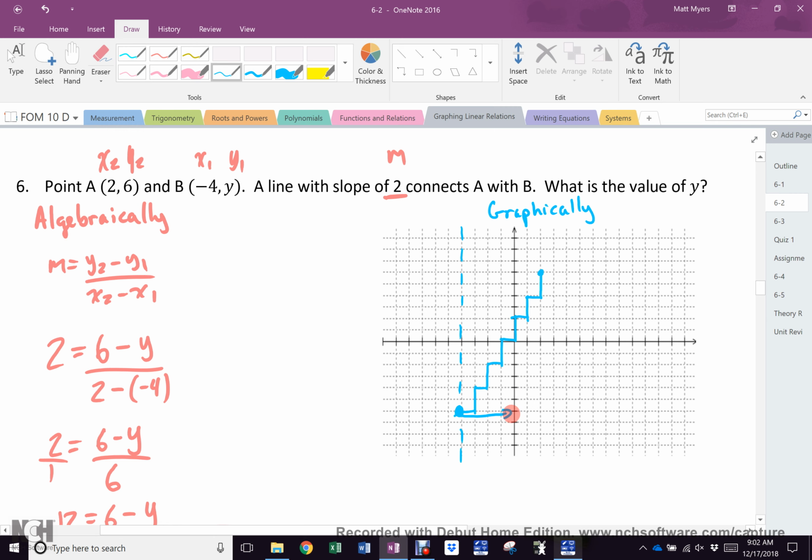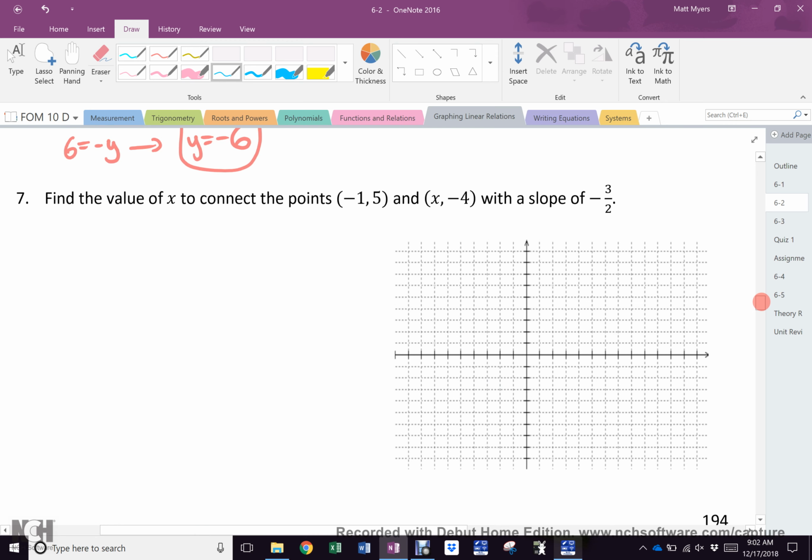Can everybody do this algebraically and graphically? Yeah? -2, -1. Two negatives make a positive. Is everybody good? Yeah. Prove it. Do 7.